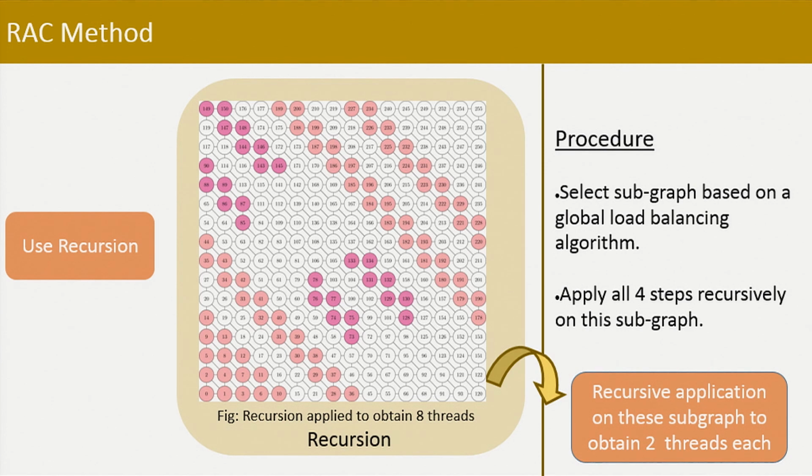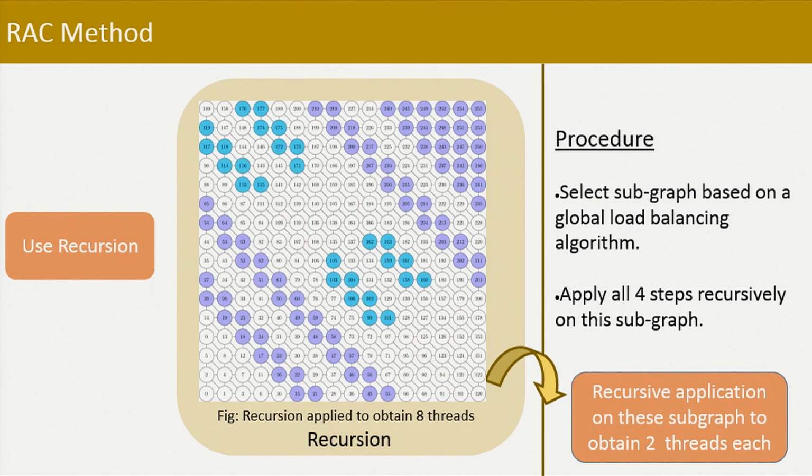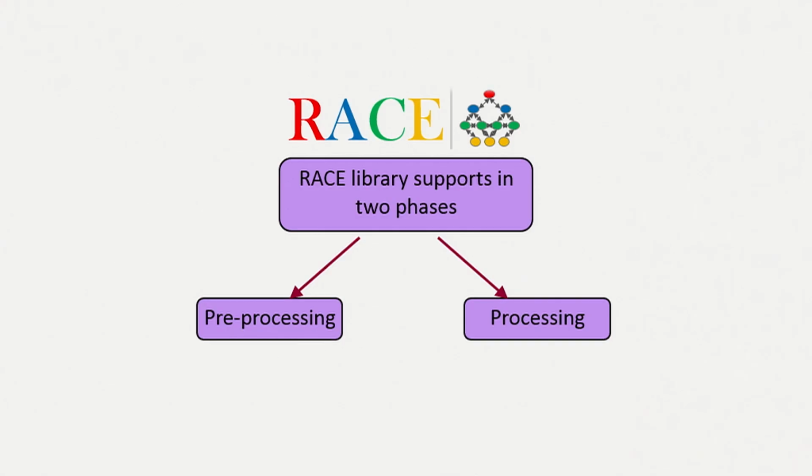Once all the elements in red level groups are processed, it moves to the next blue color and repeats the procedure. This is basically how the RACE method works. Next, I will quickly introduce the RACE library that implements this RACE method.